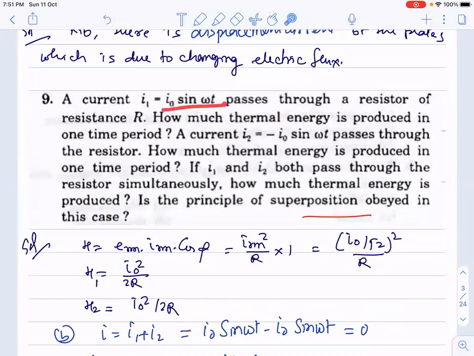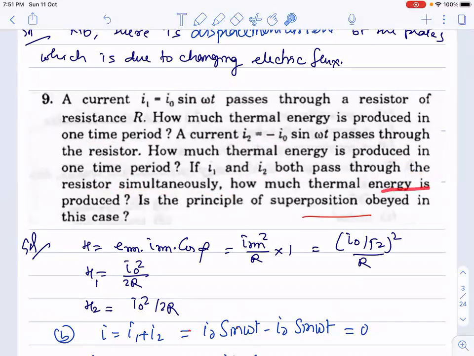Current I1 is given by this relation and passes through a resistor of resistance R. How much thermal energy is produced in one time period? A current I2, the negative of the previous one, passes through the resistor. How much thermal energy is produced in one time period if I1 and I2 both pass through the resistor simultaneously?